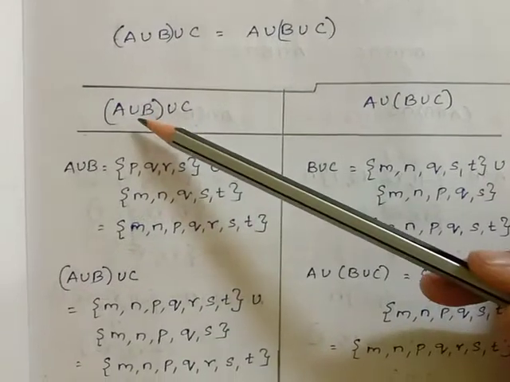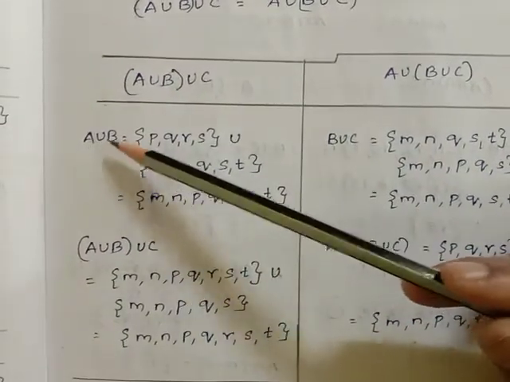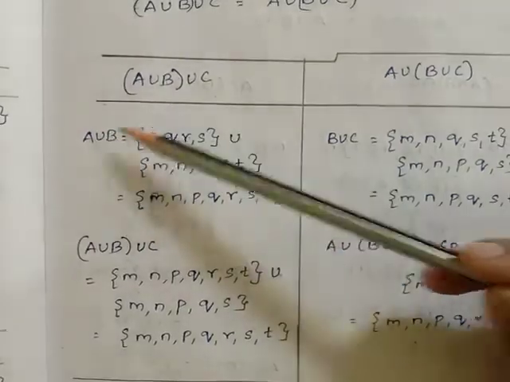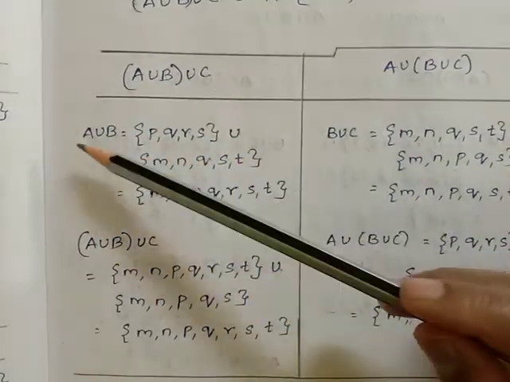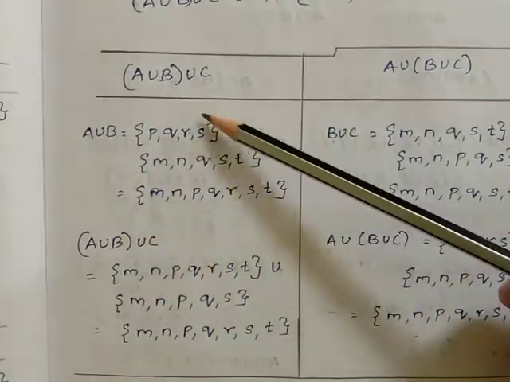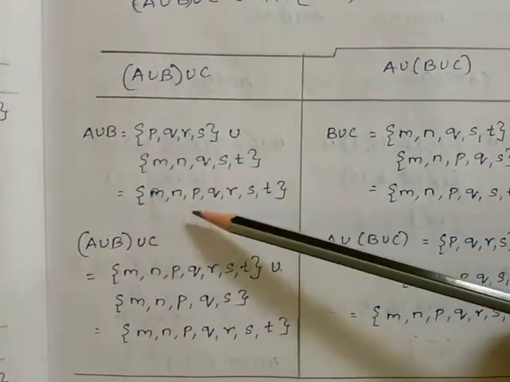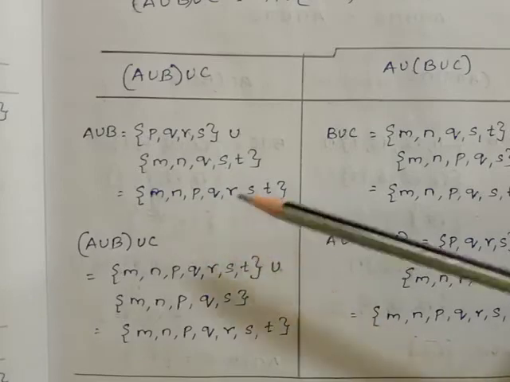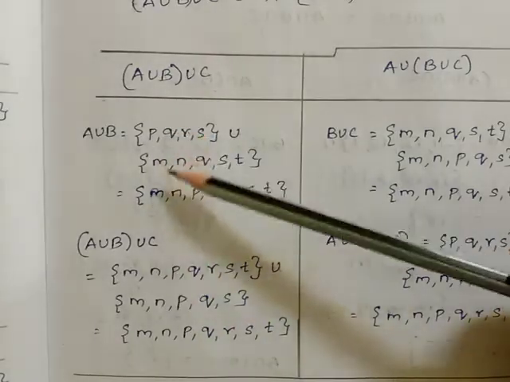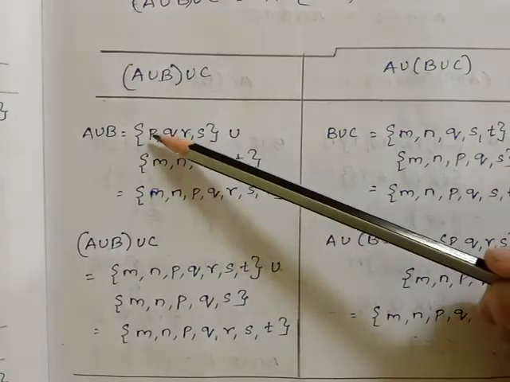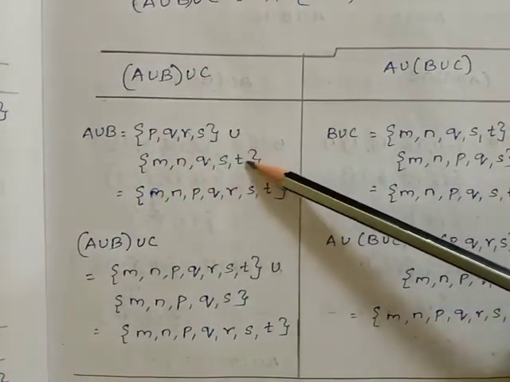First we'll solve inside the brackets, A union B. Since A is given first, I have written the value of A. Next, union, I have written the value of B. The relationship between A and B is union. Union means we need all the elements from A and B. Repeated elements are written down once, in ascending order to avoid confusion. Therefore, compare A and B and write down all the elements: M, N, P, Q, R, S, T.